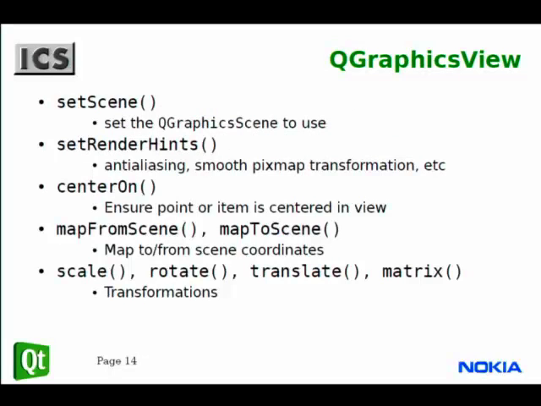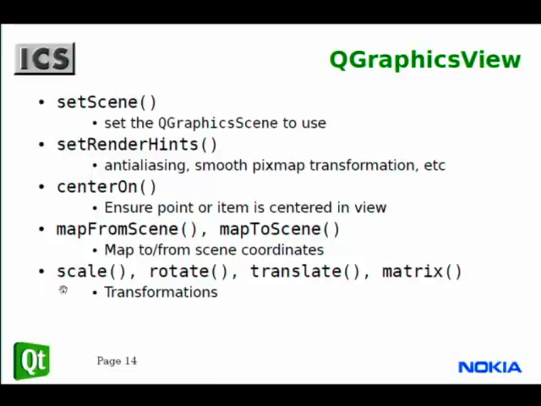The important methods of QGraphics view would be set scene, which says which scene it's going to use. Set render hints: these are more for performance reasons. You might want to enable or disable smooth pixmap transformations or anti-aliasing, depending on your platform. You can ensure that a certain point or a certain item is centered in your view. And for mapping to and from scene coordinates, we use map from scene and map to scene.